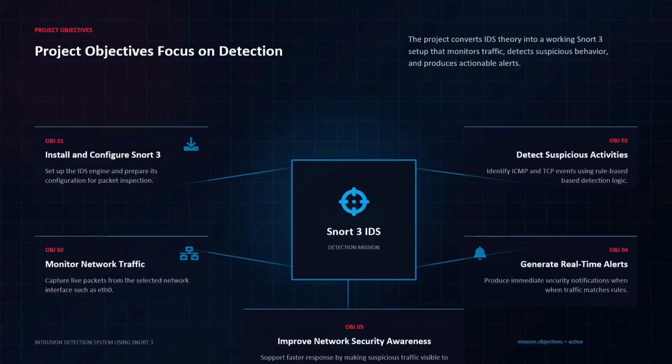The focus of detection will be on installing Snort 3 and configuring it to monitor network traffic, improve network security awareness, detect suspicious activities, and generate real-time alerts using Snort 3 IDS.